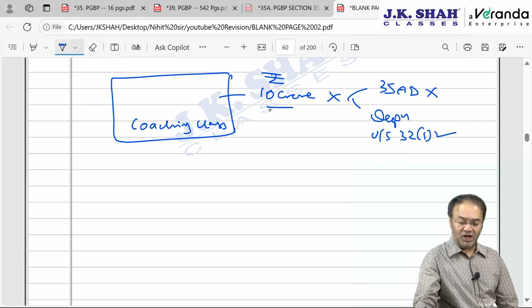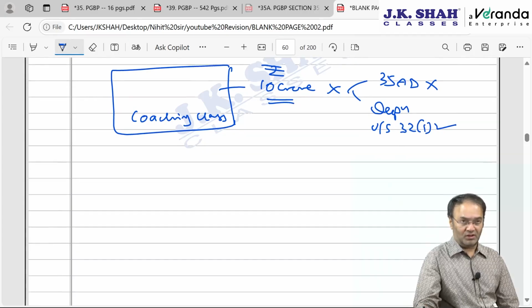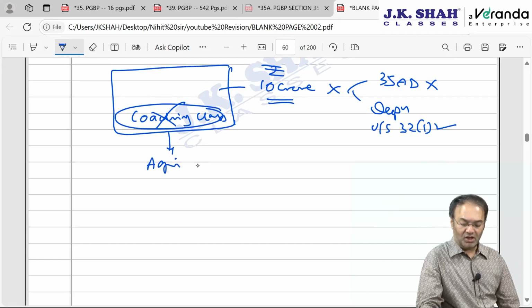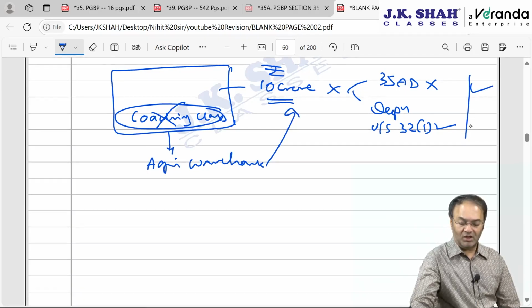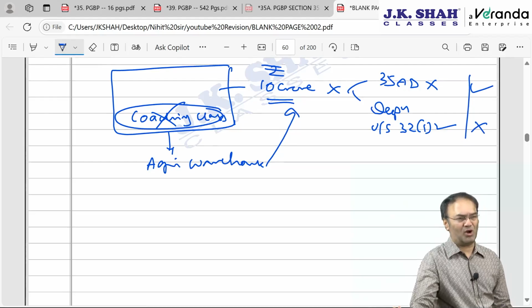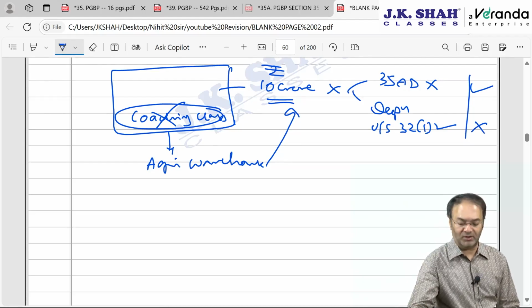But if I want the full 10 crore rupees, then what will I do? Then on paper, I will show that this is not a coaching class. On paper, I'll show that this is an agricultural warehouse. It's a warehousing facility for storage of agricultural products. And then I will get deduction under 35AD, full 10 crore I will get. Then I cannot claim depreciation. That is but obvious. But then I ended up claiming 10 crore.